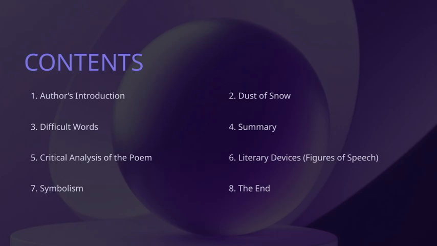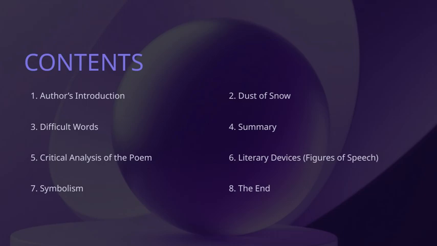We start with the author's introduction, which gives us some background on the poet and helps us understand the context of the poem. Then, we'll explore difficult words. These are key to fully grasping the poem's meaning. Next, we'll dive into a critical analysis, where we examine themes, tone, and stylistic devices used by the poet. After that, we'll discuss symbolism, understanding how objects or images in the poem carry deeper meanings. Following that, we'll look at literary devices or figures of speech, which add richness and layers to the poem's message.